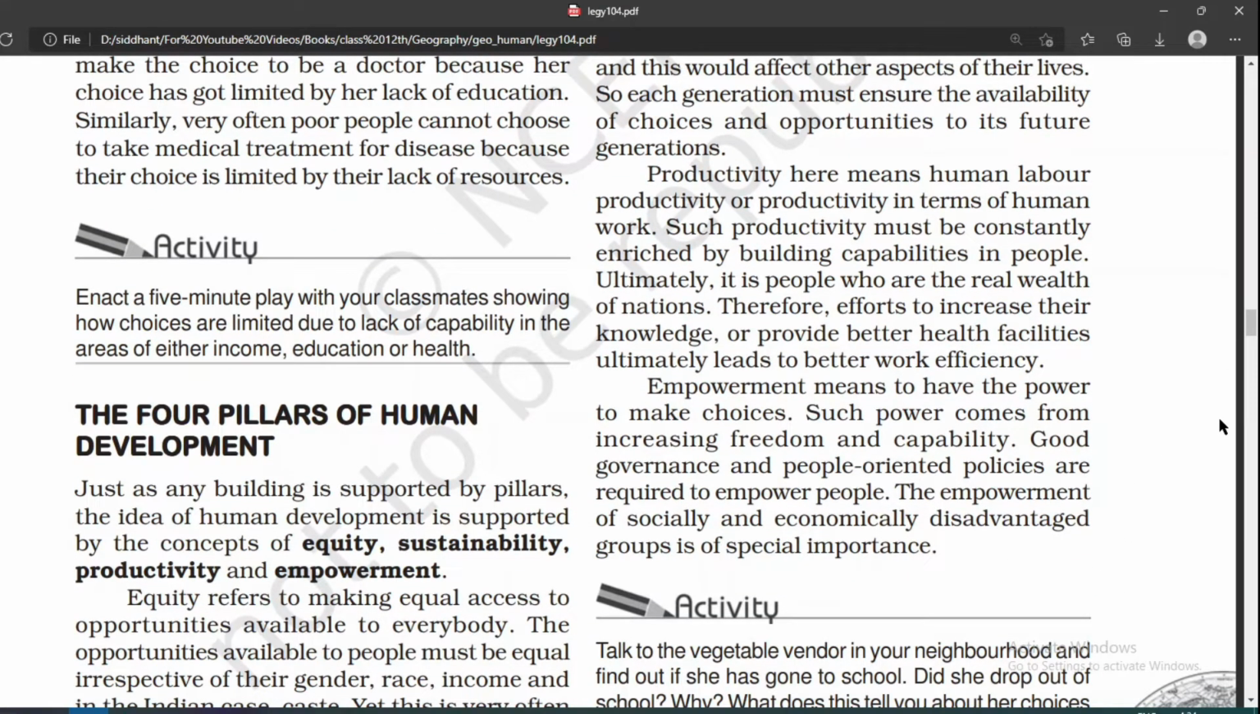Empowerment means to have the power to make choices. Such power comes from increasing freedom and capability. Good governments and people-oriented policies are required to empower people. The empowerment of socially and economically disadvantaged groups is of special importance.